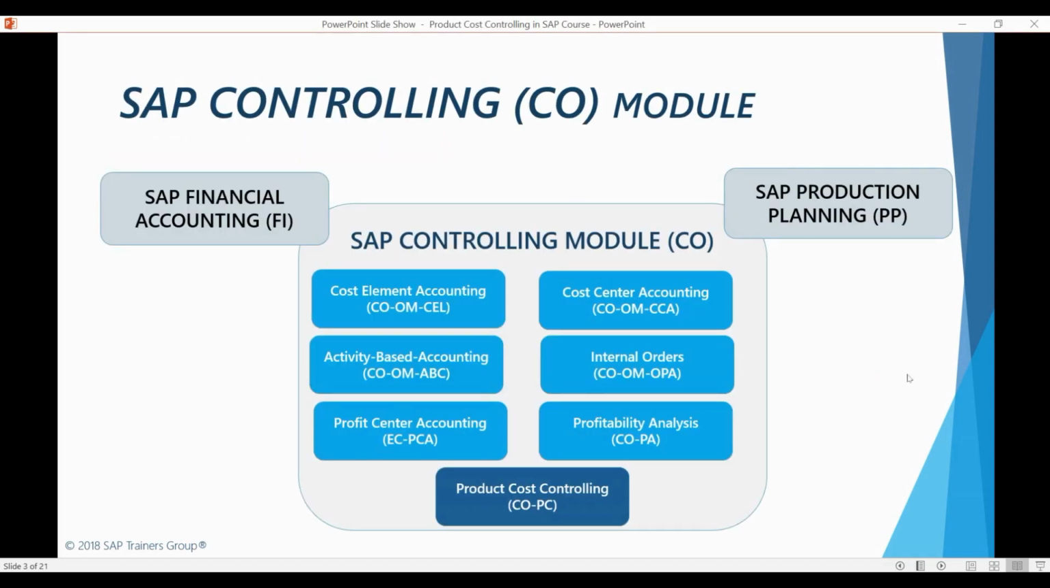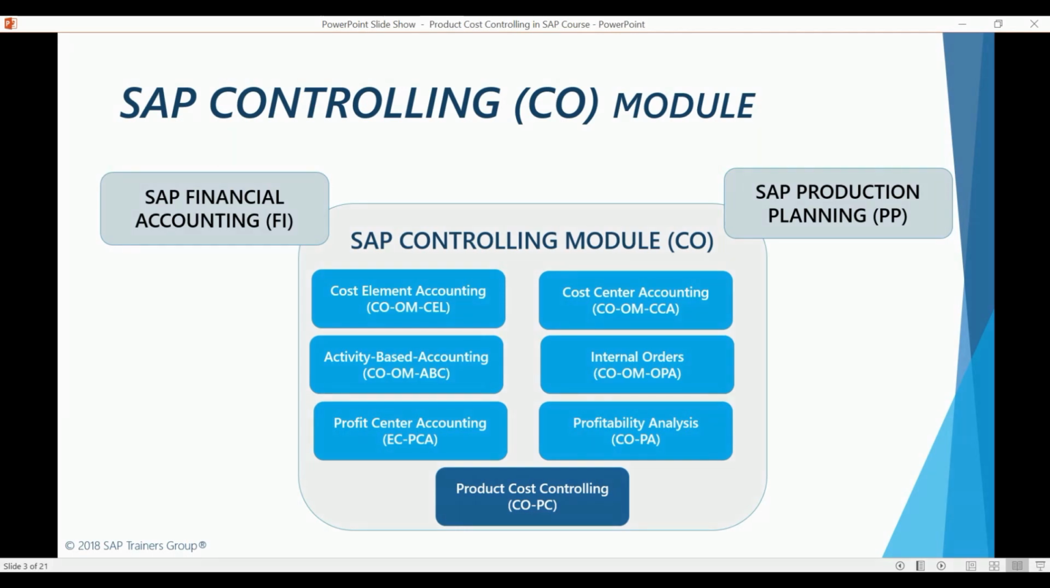First, let's take a quick look at costing from the system module perspective. As you know, SAP consists of various functional modules that are further divided into submodules. Product Cost Controlling submodule is part of SAP's Controlling main module. Product costing is closely connected with cost element accounting, cost center accounting, and activity-based accounting, and product costing can't be discussed without also discussing these three modules. In this course, we will not discuss profitability analysis, for which we have a dedicated course.